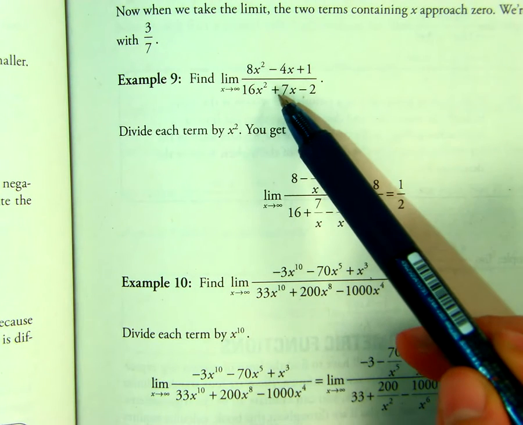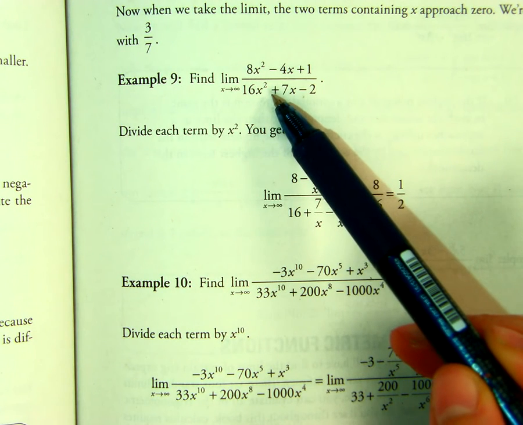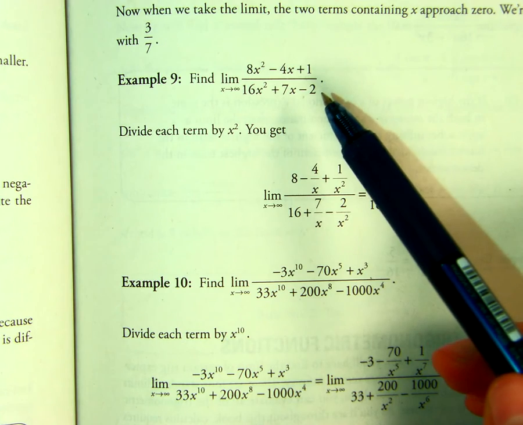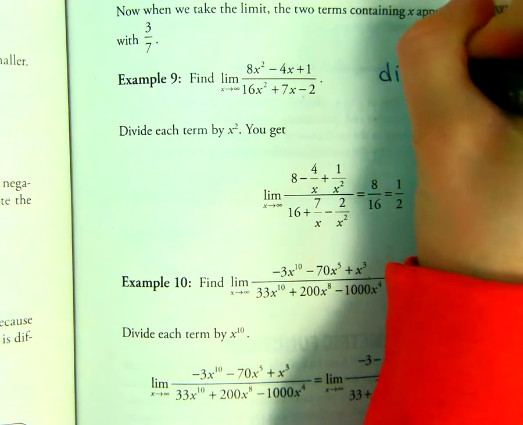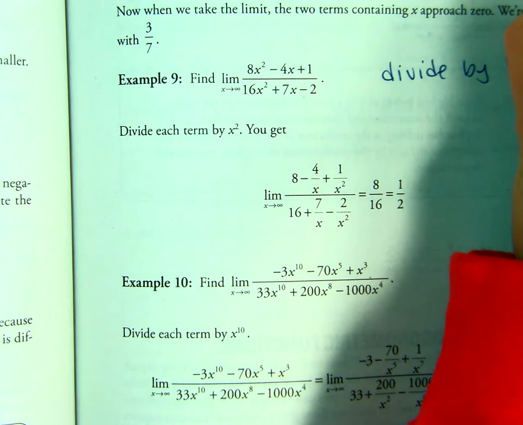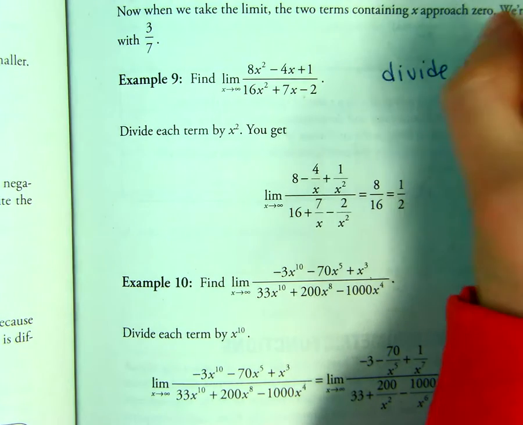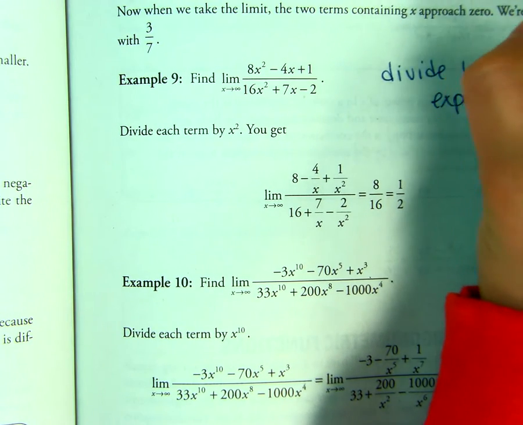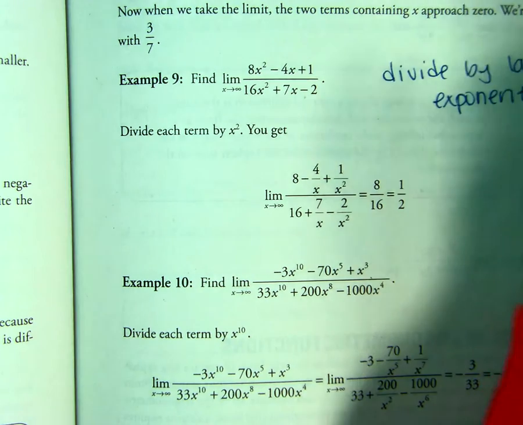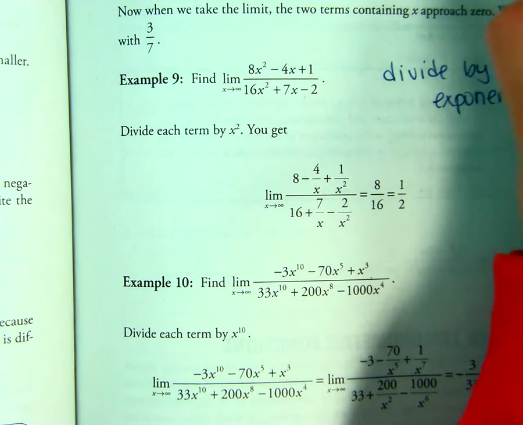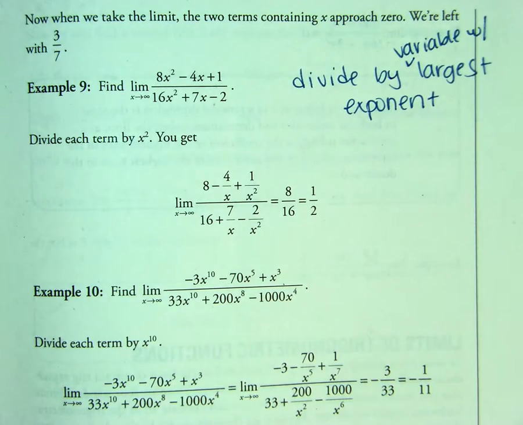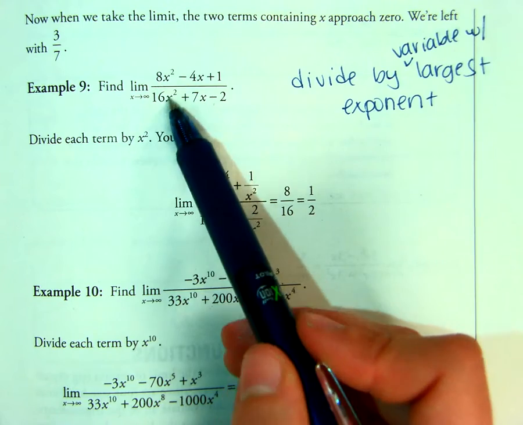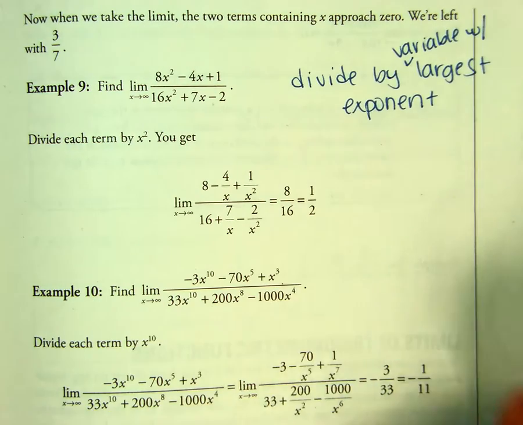Here, our largest, I take it back. We want to divide by the smallest. No, we want to divide by the largest, guys. I'm sorry. Divide by the largest exponent. And what I mean by that is the variable with the largest exponent. Divide by the variable with the largest exponent. So our largest exponent here is x squared, so we're going to divide each term by x squared.